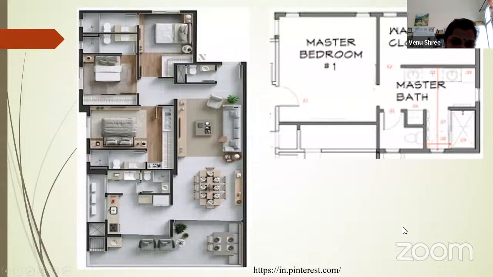Let's discuss this plan. Here, we have a master bedroom, which is attached with a walk-in closet and a master bath. Here, you can see these two bedrooms and one master bedroom with a closet and a washroom without a balcony. So here, a balcony is not required by the client, right? But a neat, beautiful closet is required.